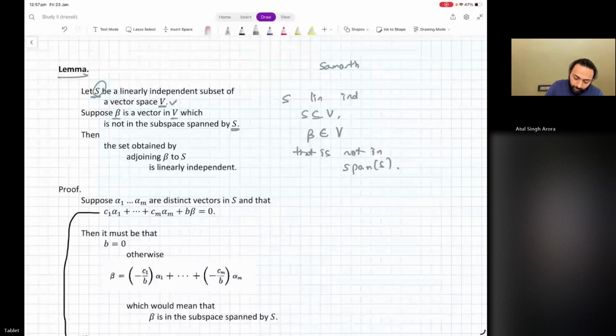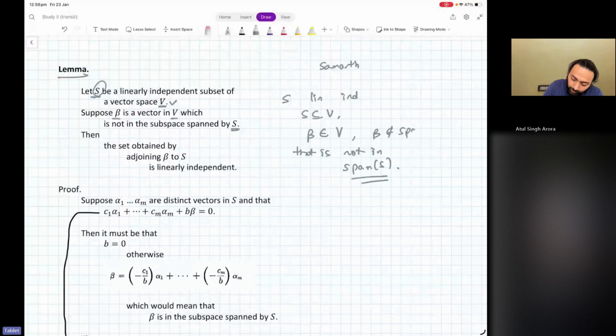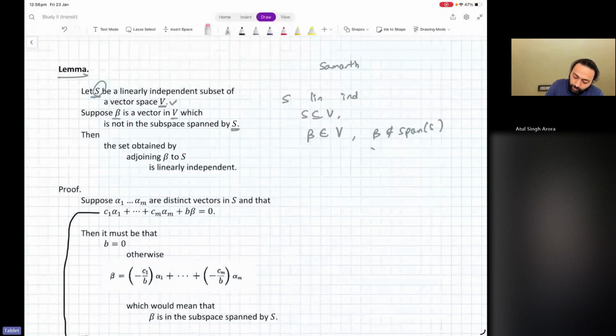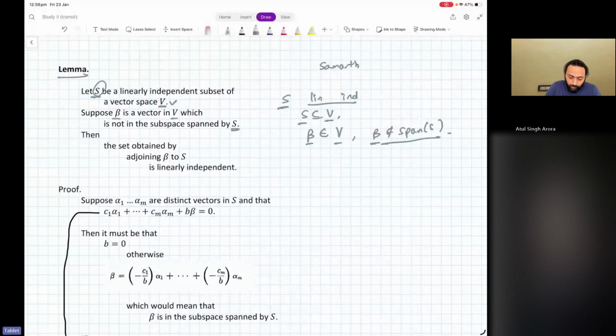Sir, beta is a vector in V. This means that beta does not belong to the span of S. Exactly. So let's be more clear. S is some linearly independent set, S is a subset of V, and beta belongs to V, but beta does not belong to the span of S. So the premise is clear.